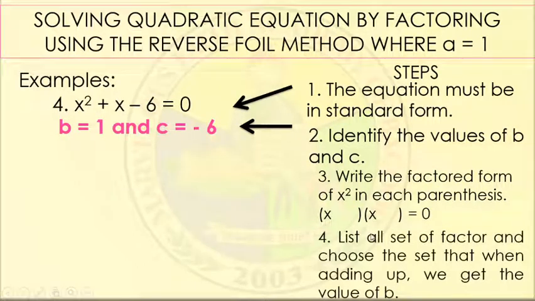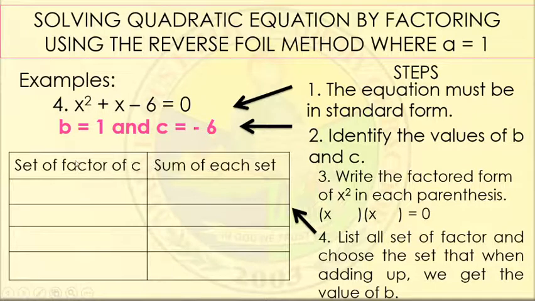And then next is list or set a factor and choose the set that when adding up, you get the value of b. Okay, so kukunin na natin yung factor ni negative 6, yung value ni c. Okay, so ano ba yung mga factor niya? Okay, so set a factor of c.